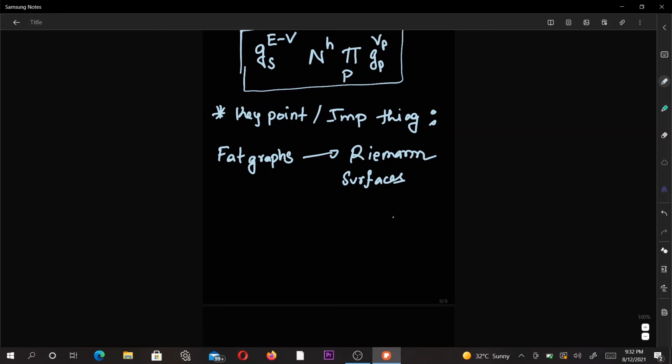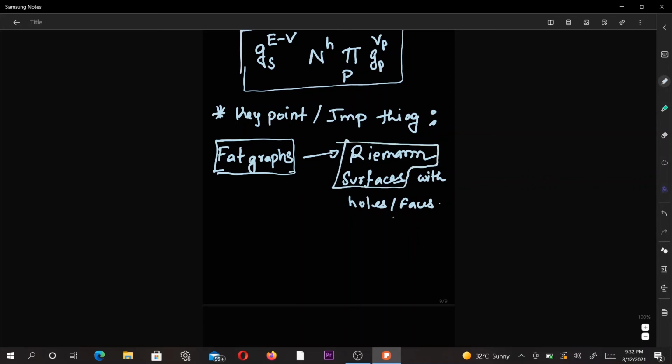So fat graphs can be viewed as Riemann surfaces with holes, or say faces. That is, we can give them a topological analysis by considering fat graphs as Riemann surfaces.